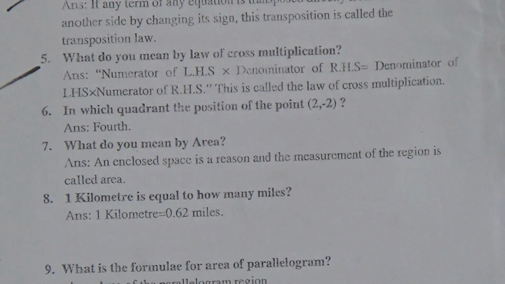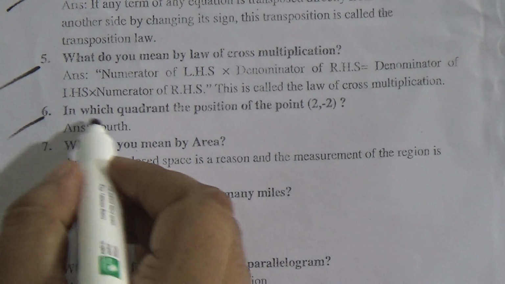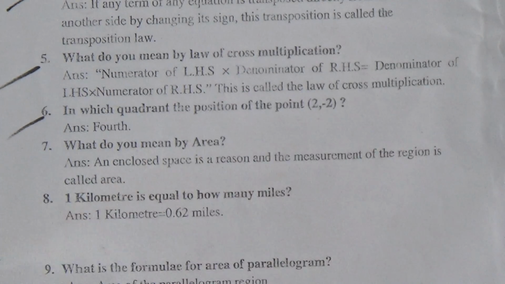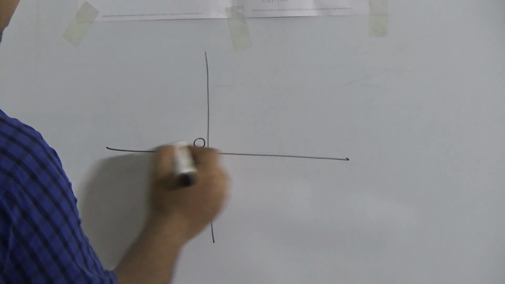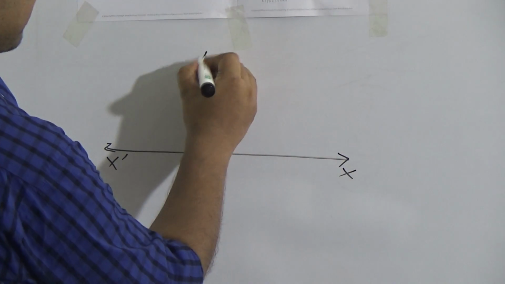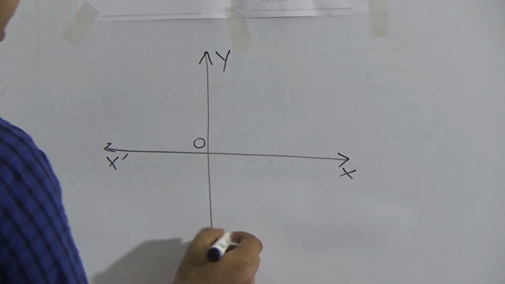Next, my dear student, we shall solve question number 6. Notice, in which quadrant is the position of the point (2, -2)? Notice, two mutually perpendicular straight lines intersect at point O. This is called X prime OX and this is called YOY prime.